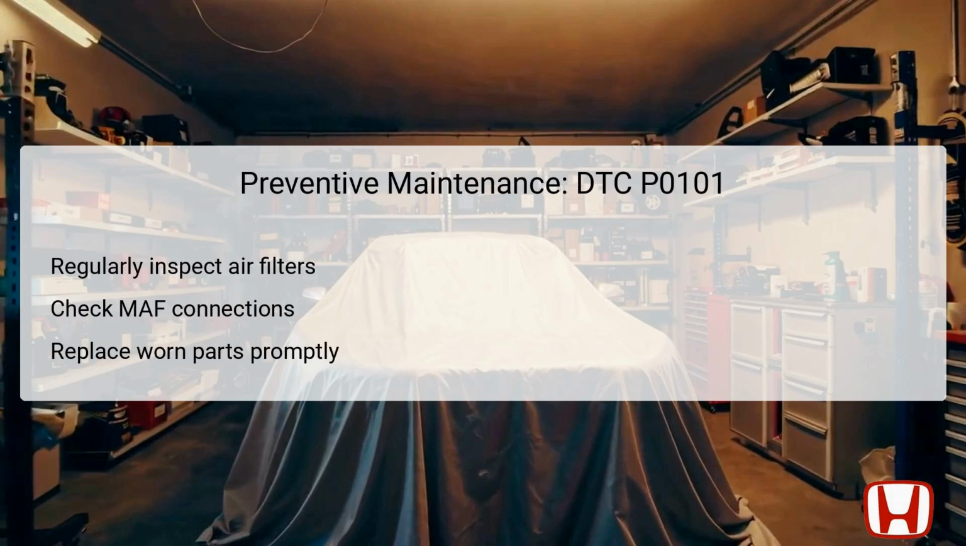To avoid future occurrences of DTC P0101, preventive maintenance strategies are essential. One effective measure is to regularly inspect and replace air filters when they become dirty or blocked to ensure optimal airflow to the engine. Conduct routine checks on connections leading to the MAF sensor to detect any early signs of wear or corrosion that could lead to performance issues.